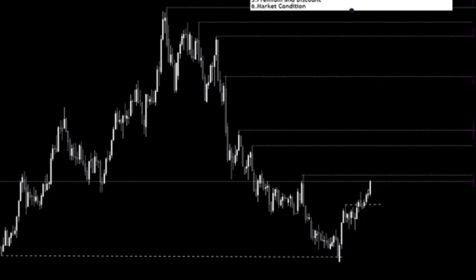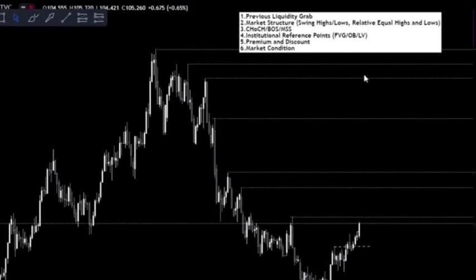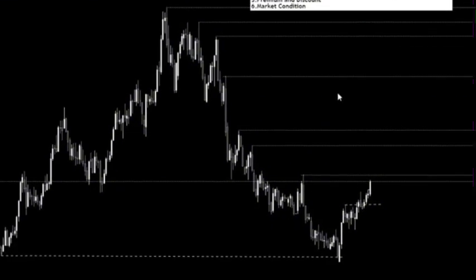The next thing to do is to check for an institutional reference point, either a fair value gap, an order block, or a liquidity void. This is very important because that is obviously where price may be reaching out.